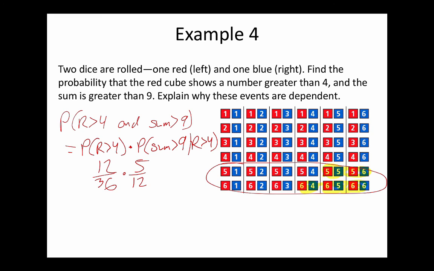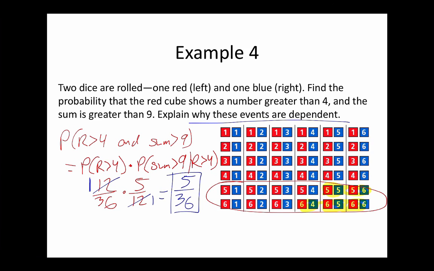Now you notice in this case I didn't reduce them, and honestly sometimes it's nice to not reduce. So we have 12 over 36 times 5 over 12. We could just multiply, but it's way easier to reduce these fractions by cross-canceling. So the 12 and the 12 cancel out, they each become 1s. So we have in our numerator now 1 times 5, which is 5, and then 36 times 1, which is 36. So the overall probability is 5 over 36.